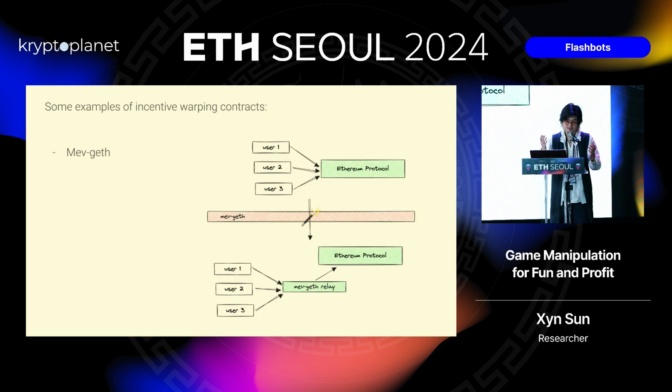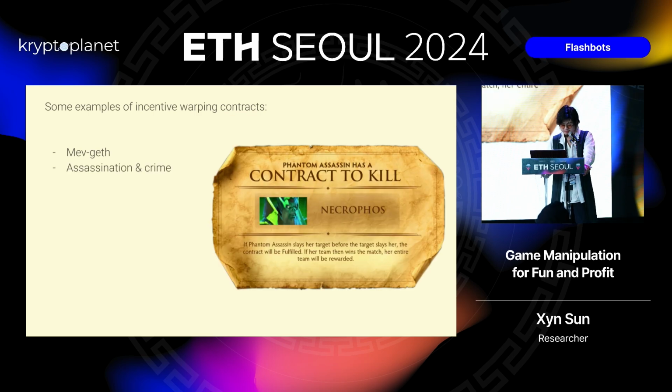And MEV-Geth, if you have heard, has been very successful in adoption. I think over 95% of miners were using it. And of course, its descendant, MEV-Boost, is similarly an incentive warping protocol.